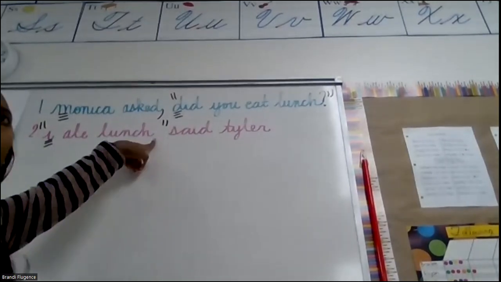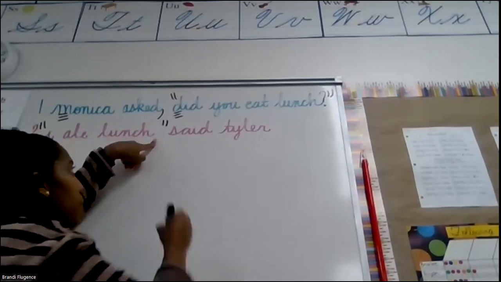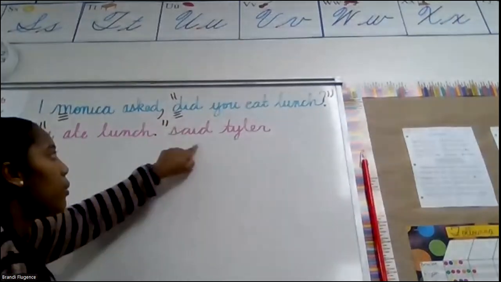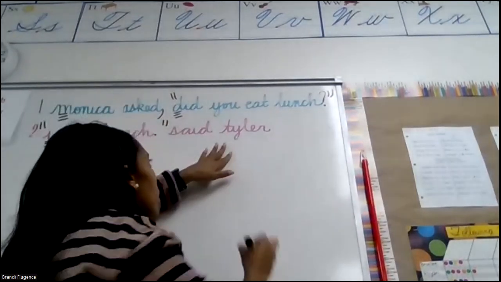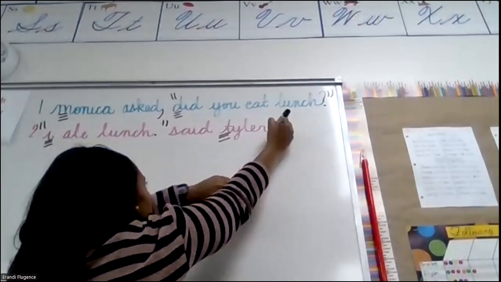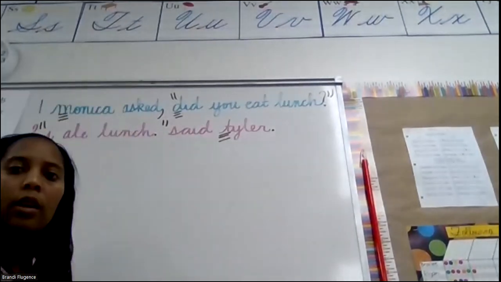Okay, what goes here? Period. It can be period or comma. Either one is fine. Okay. And here, capitalize the S in said and Tyler. Finish with the period. Okay, guys.